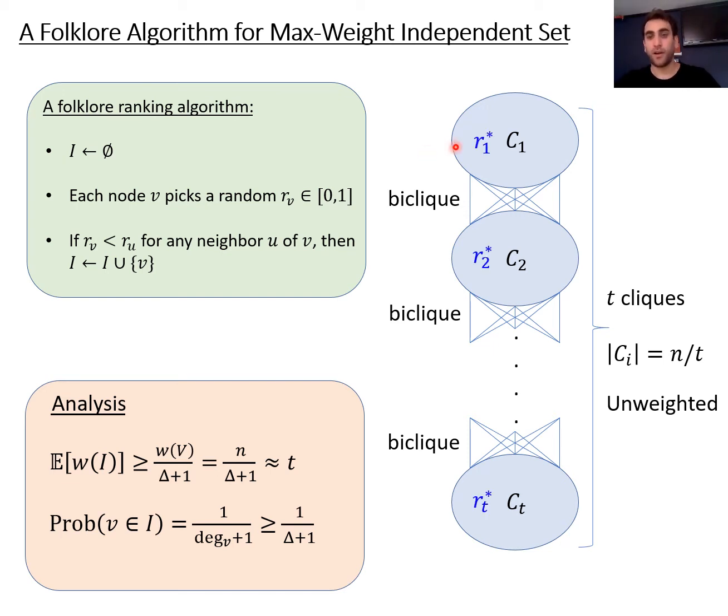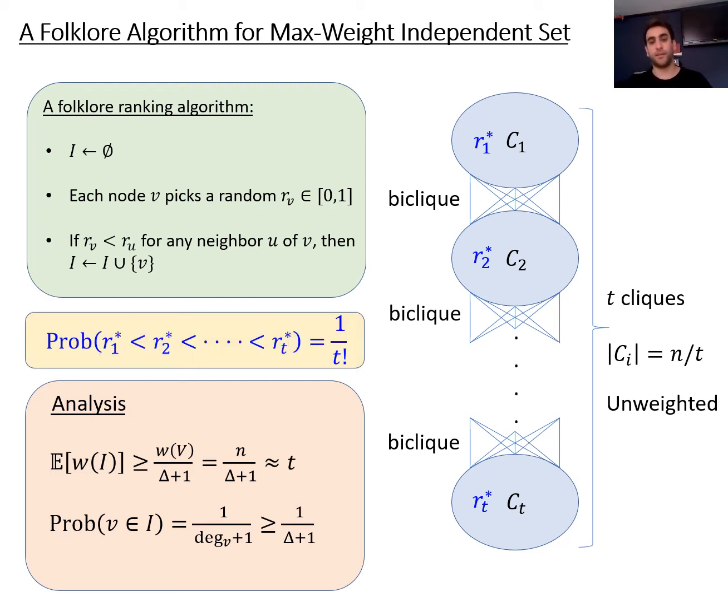Let r star i be the minimum rank in the clique Ci. So r star 1 is the minimum rank in the first clique, r star 2 is the minimum rank in the second clique, etc. And the event that I want to discuss is the event in which these ranks are monotonically increasing. So the smallest rank among these is r star 1, the second one is r star 2, etc. And this event happens with probability 1 over t factorial.